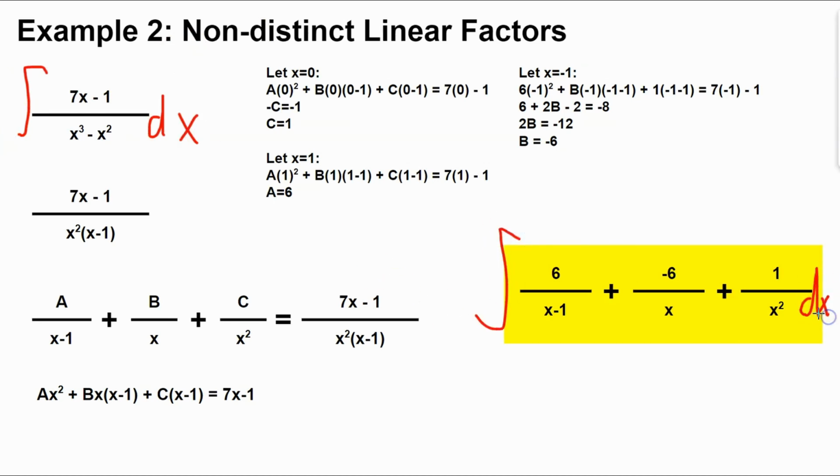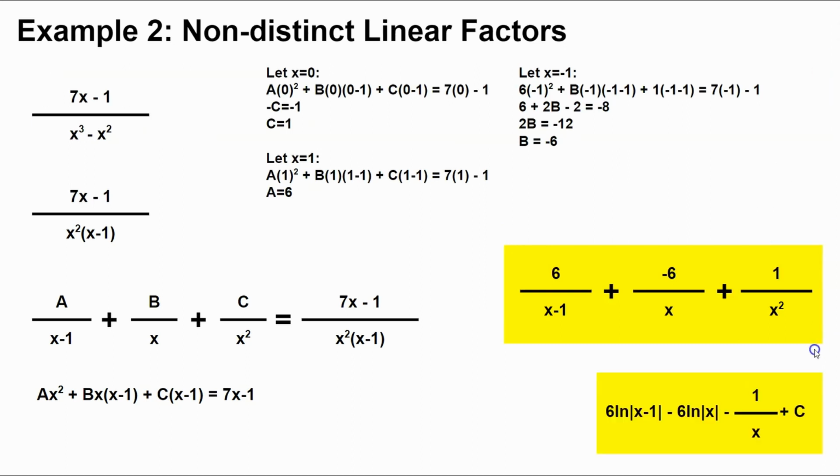Because after all, these two fractions are in that form where it's just ln. So if you find the integral of these terms, it's just 6 ln of x minus 1. And then this becomes 6 ln of x, or negative 6 ln of x. Again, this is just x to the negative second power. So what is the antiderivative of that? Well, it just turns into this, negative 1 over x. And then don't forget the plus c at the end.